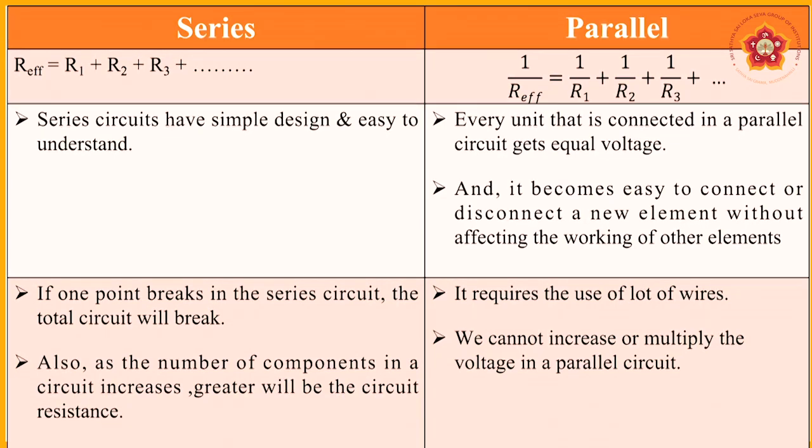Now also in a series circuit, as the number of components keeps increasing, suppose you add more and more resistors in the series circuit, greater will be the resistance. Suppose I have 4 resistors of 5 ohms each, then I have a total of 20 ohms. Now as the resistance increases, we know from Ohm's law the current will reduce because of inverse proportion. So as the components keep increasing, the current flowing through every component starts reducing. So this is one more disadvantage.